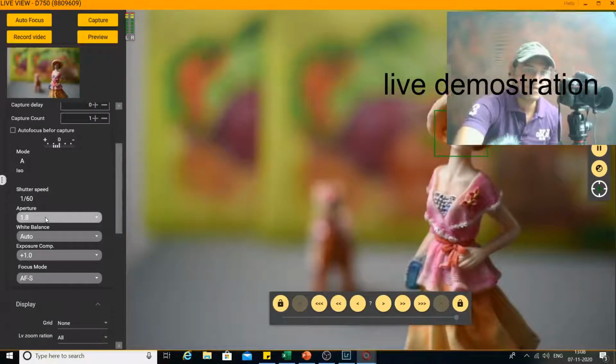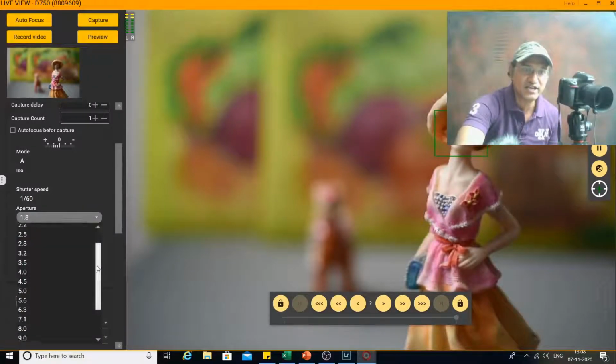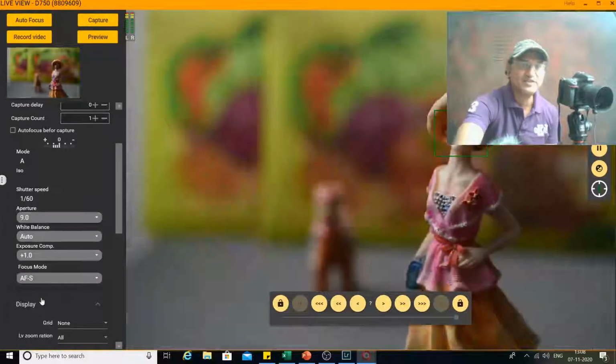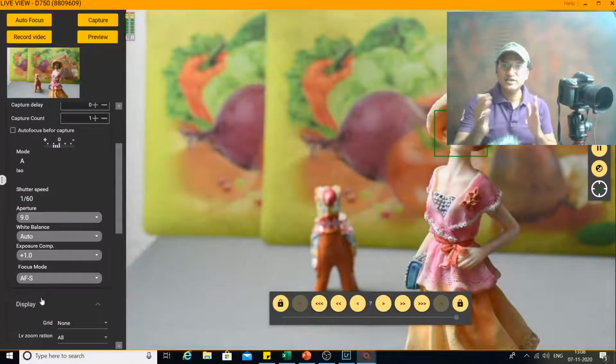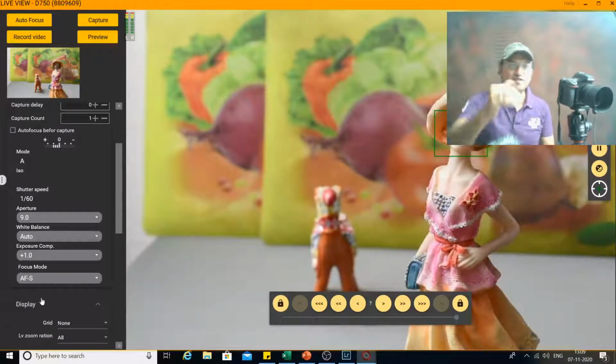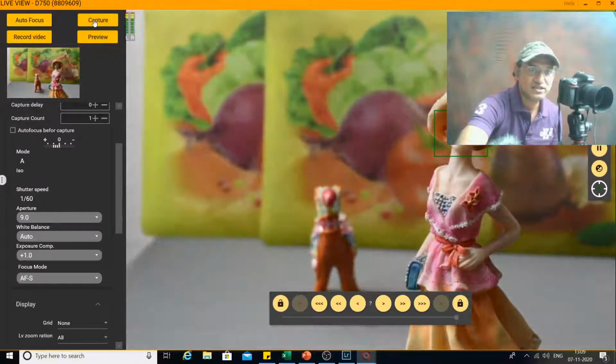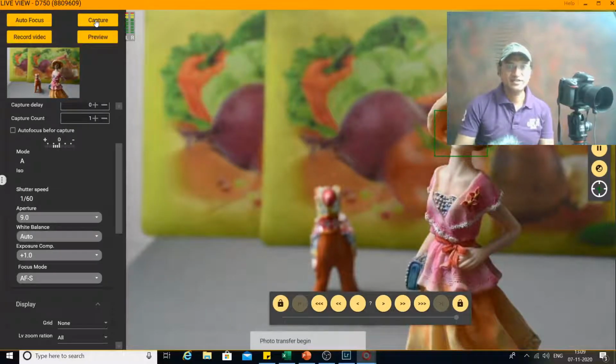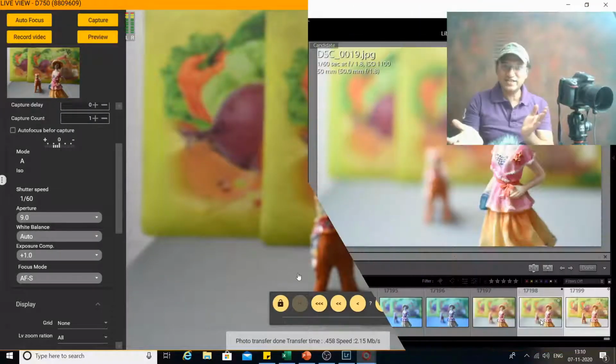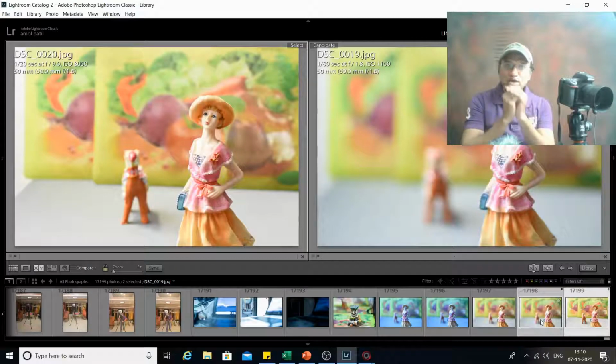And instead of f1.8, let's click it at f9. So bigger the number, smaller the aperture. Smaller the aperture, higher is the depth of field. Okay, so focus, capture, and high depth of field with a small aperture on the left hand side, isn't it? So this is the difference between a high depth of field and a shallow depth of field.